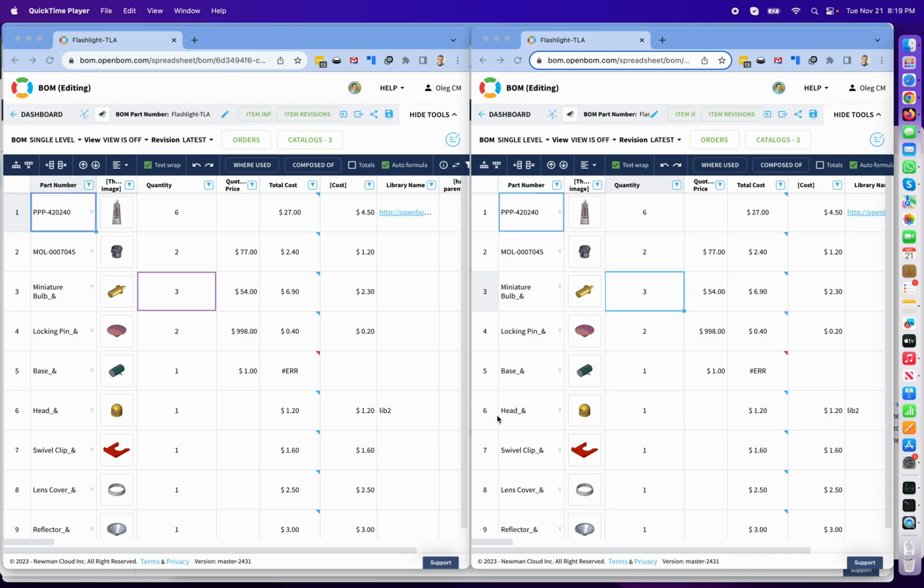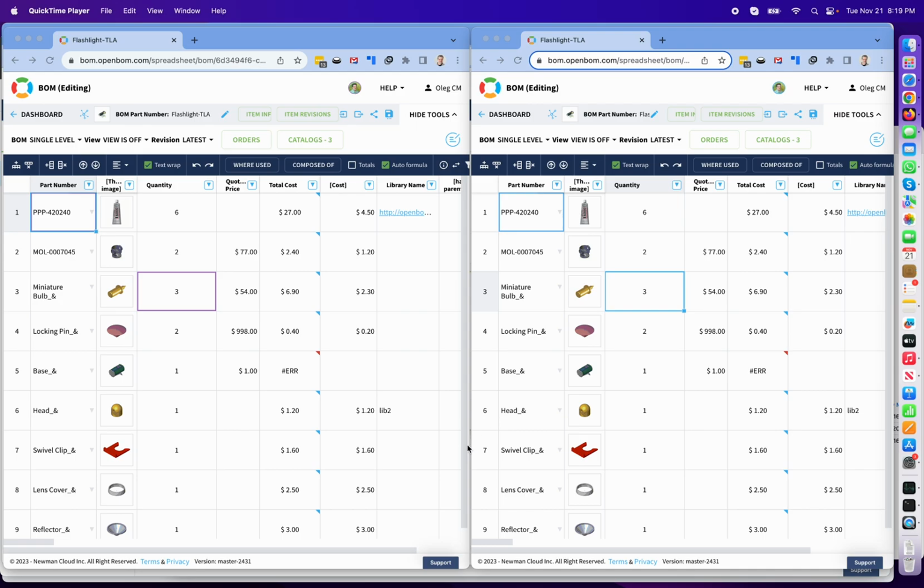In my short video today, I want to demonstrate the event-driven change mechanism that exists in OpenBOM components, and it is embedded inside the collaboration mode of product structures and bill of materials.